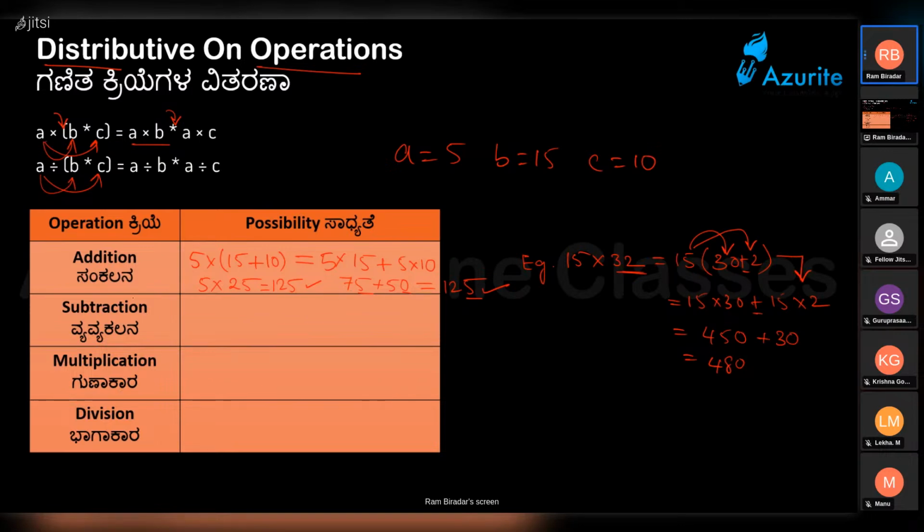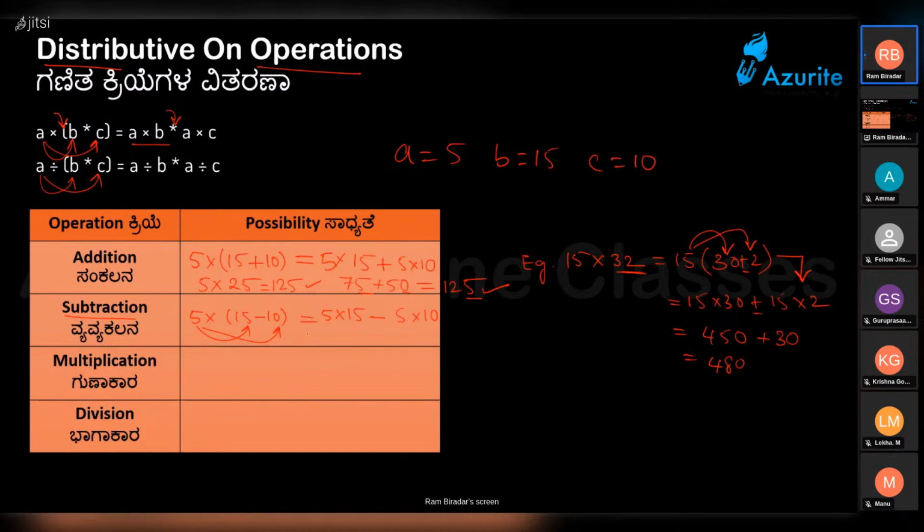Okay. Next, for subtraction also you can use this. So 5 into 15 minus 10. If you distribute 5 into 15, we have to multiply inside, right? So first 5 into 15 and then 5 into 10, with the minus as it is. So it will also be equal.